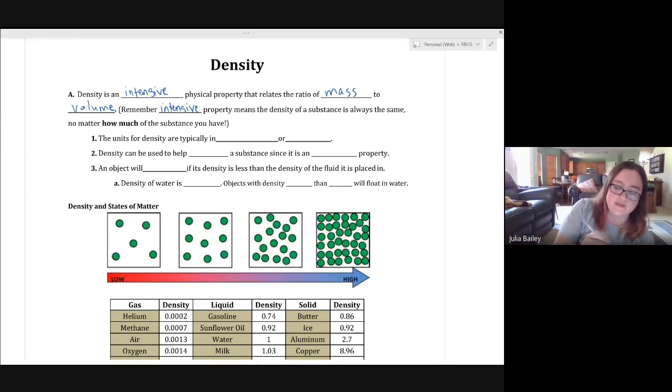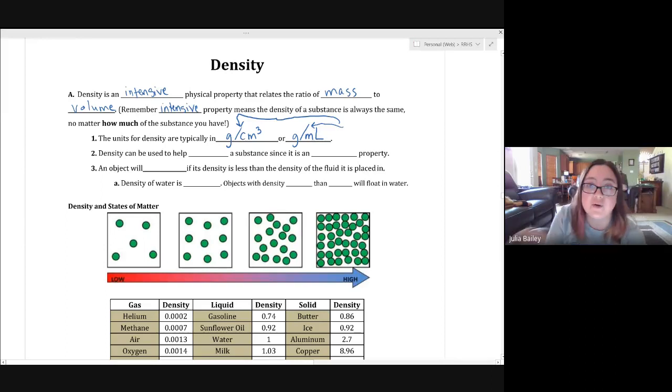The units for density are typically grams per cubic centimeter for solids, or grams per milliliter for liquids. That slash there, please don't say slash when you say this out loud. Don't say G/cm, don't say G/ml. It will make me cry, even though I'll never hear you say it. That's a per. That slash means divided by or per. So that's grams per cubic centimeter, that's grams per milliliter, okay?